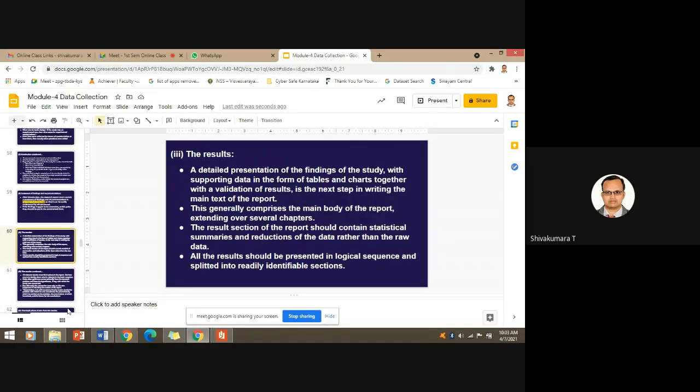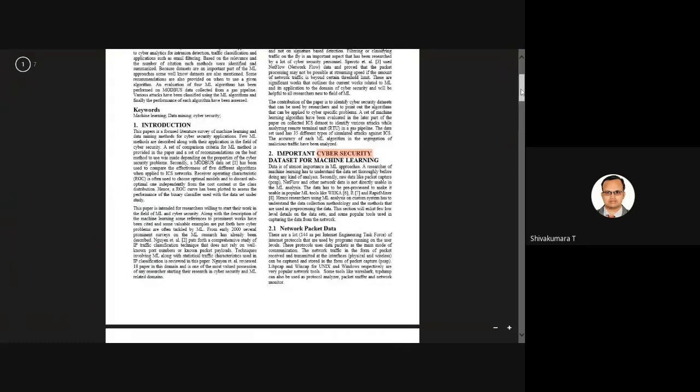Then the third section of the layout of the report is the results. The third is results. So in the results, there is a detailed presentation of the findings of the study. You are able to find that in this paper. After the introduction, some findings are referred to and some recommendations are given to the reader.